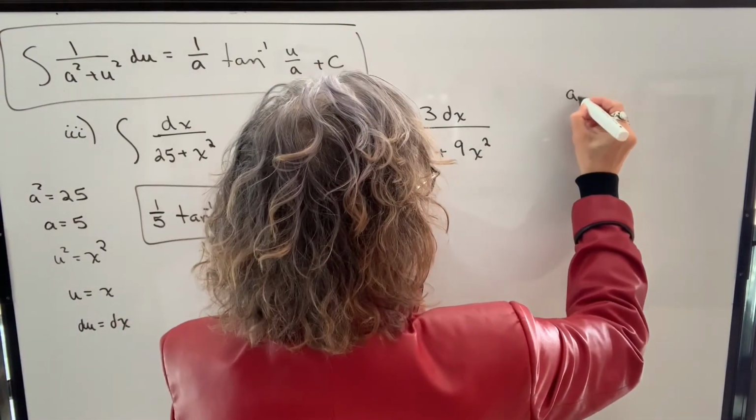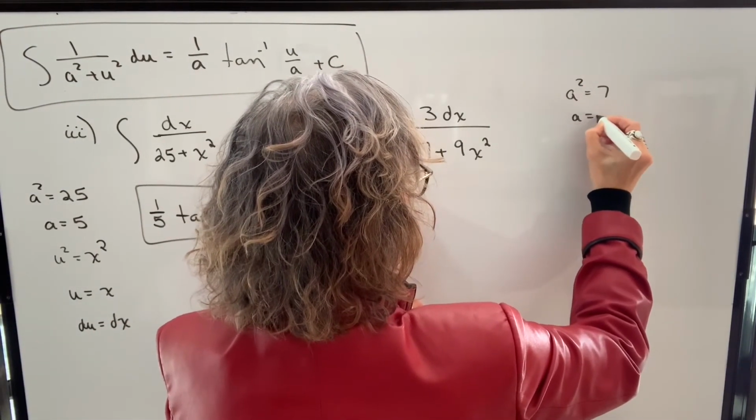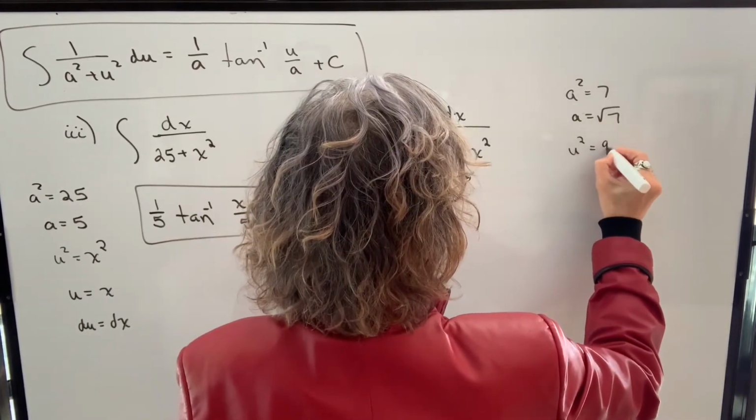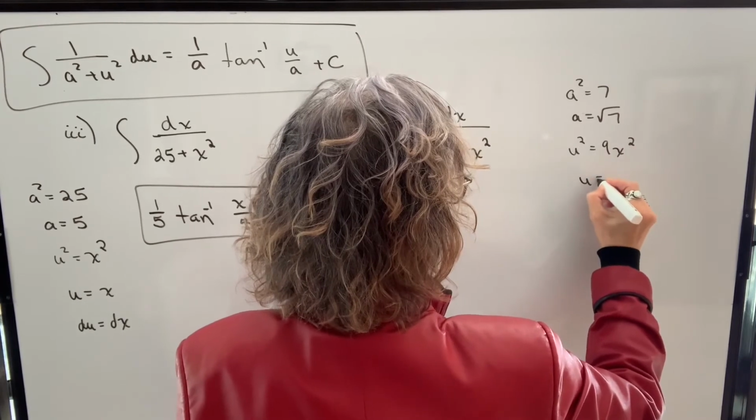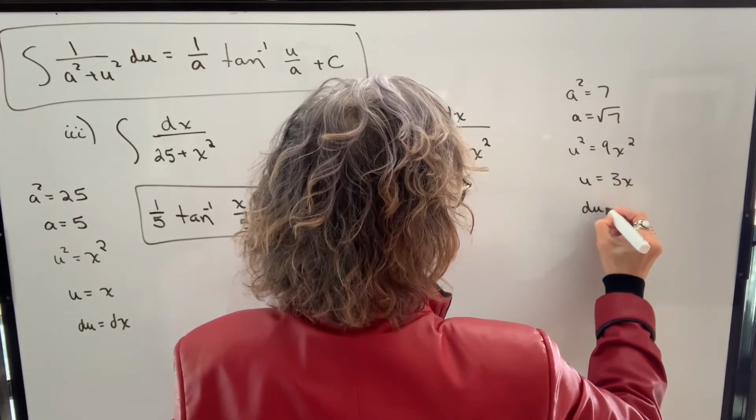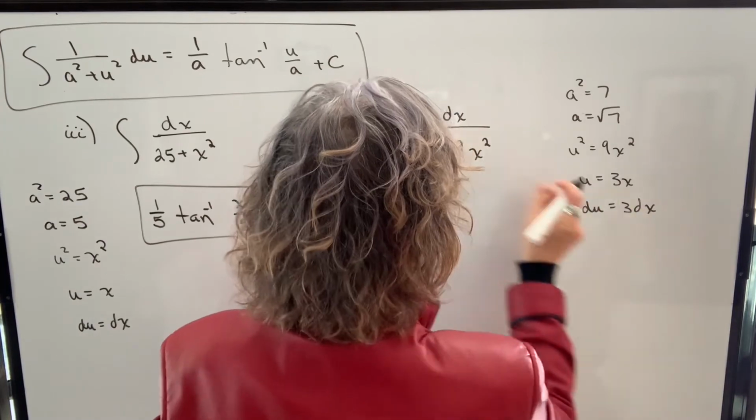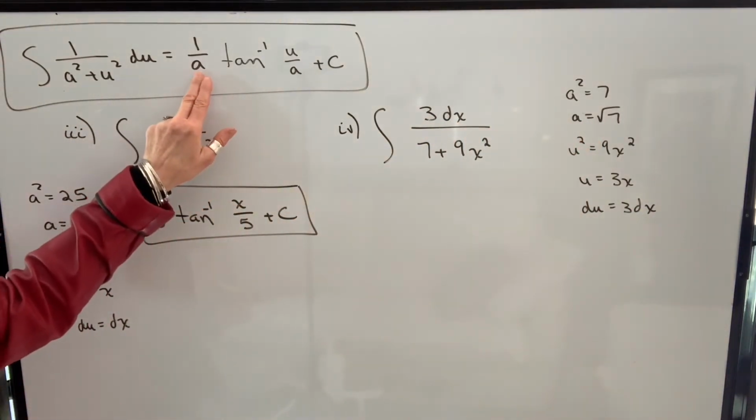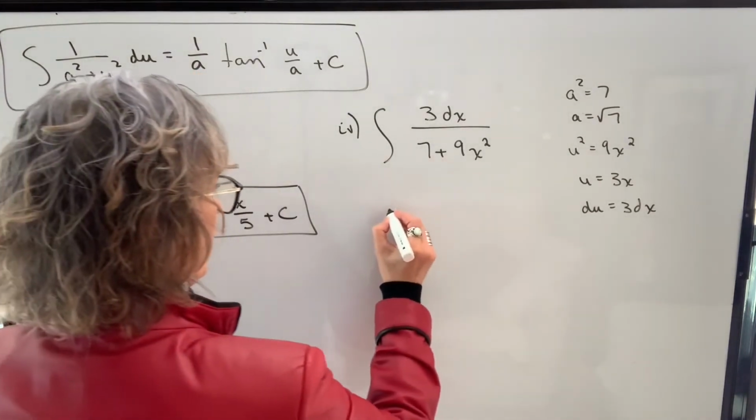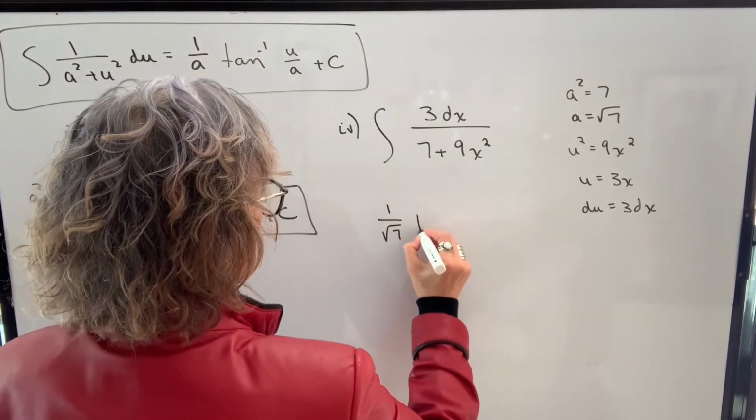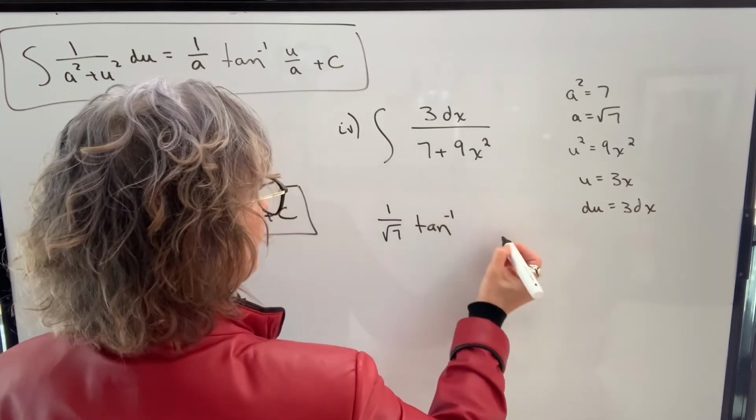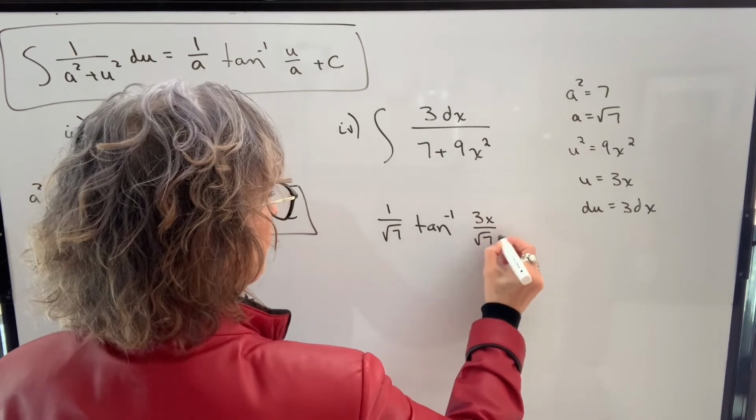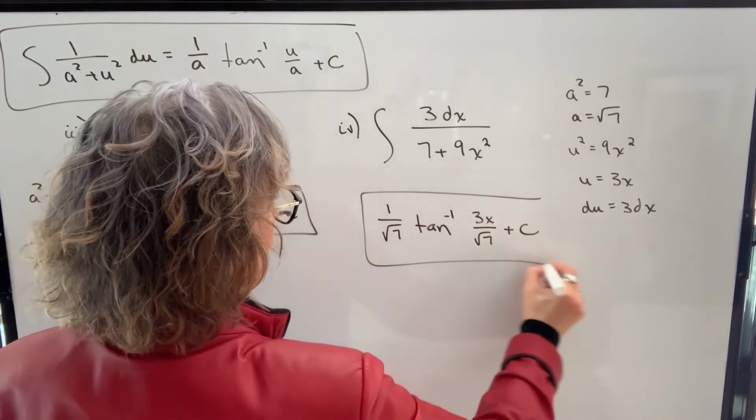So a squared is 7. So a is square root of 7. U squared is 9x squared. So u is equal to 3x. So the du factor is 3dx. I have that. I don't have to do any manipulation. I can plug into my pattern. My integral will be 1 over a, so 1 over root 7, times the inverse tan of u, which is 3x, over a, which is root 7, plus my constant of integration.